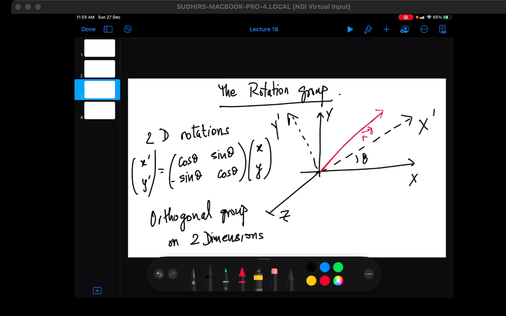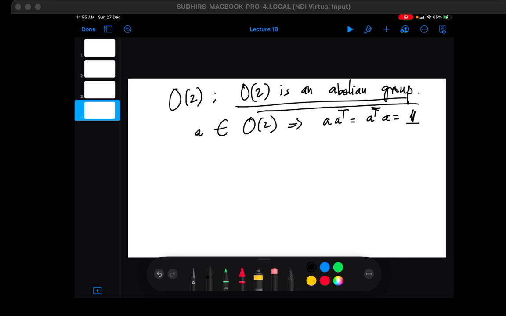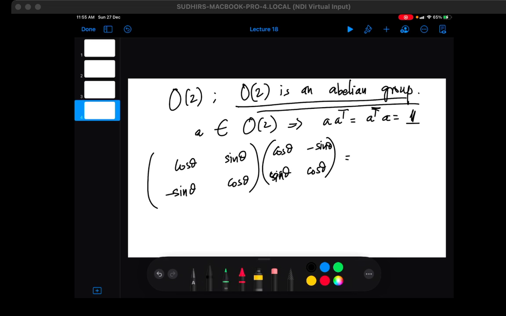And how do you see that it satisfies all the group axioms? You can check whether it is orthogonal or not. Take the simplest representation, cos theta sin theta minus sin theta cos theta, and if you take the transpose of it and multiply it, it just gives the identity, so it's an orthogonal group.